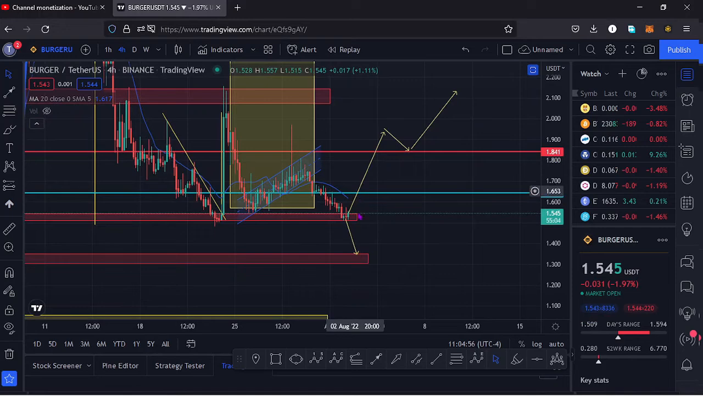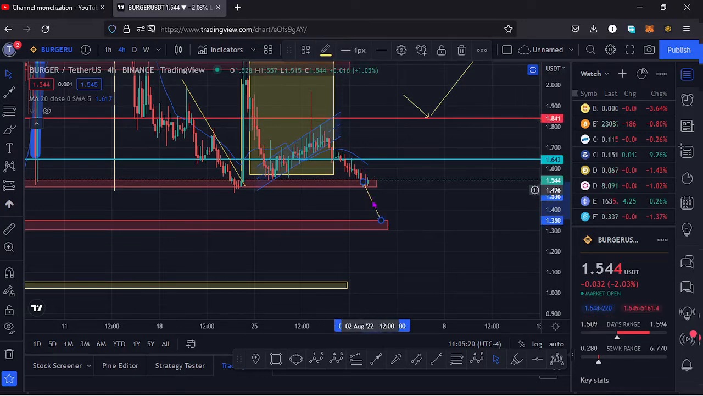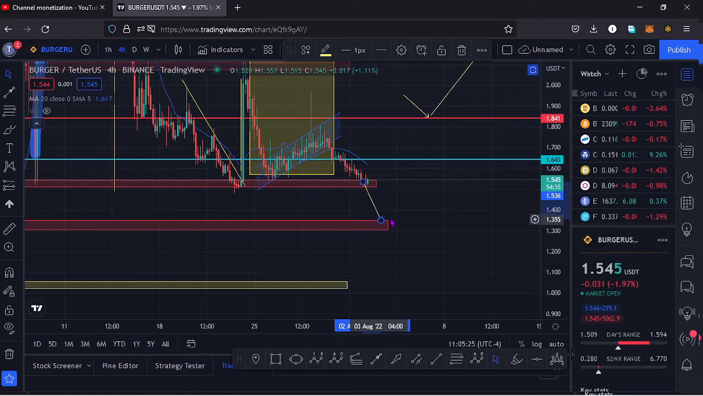It's also possible that Burger might not be able to push to the upper side because maybe we don't have enough volume to continue pushing the market higher, and we lose this key area of support. In that movement the worst case scenario for Burger might be playing out, because we will have lost key areas on the Fibonacci's, also key area of support, and that would take us to our next key area of support at around the $1.34 mark.